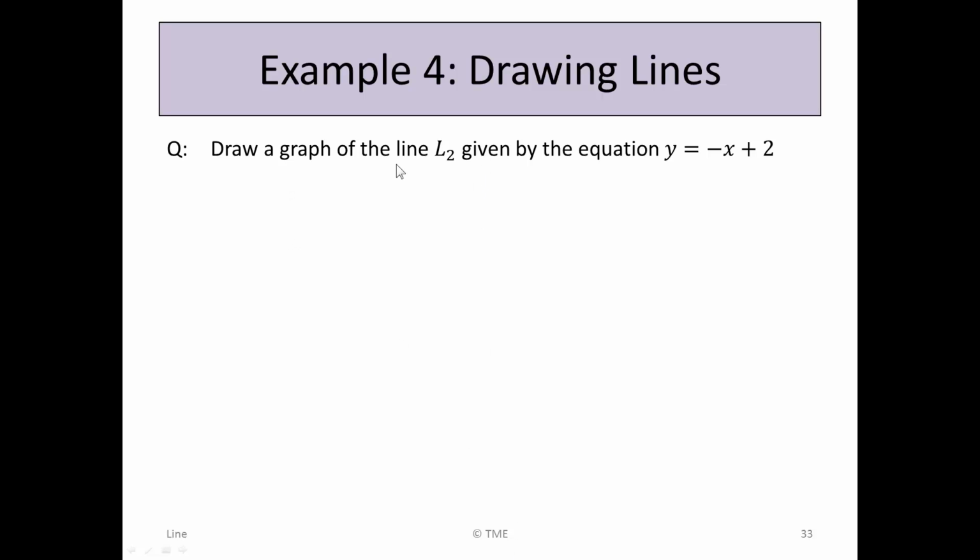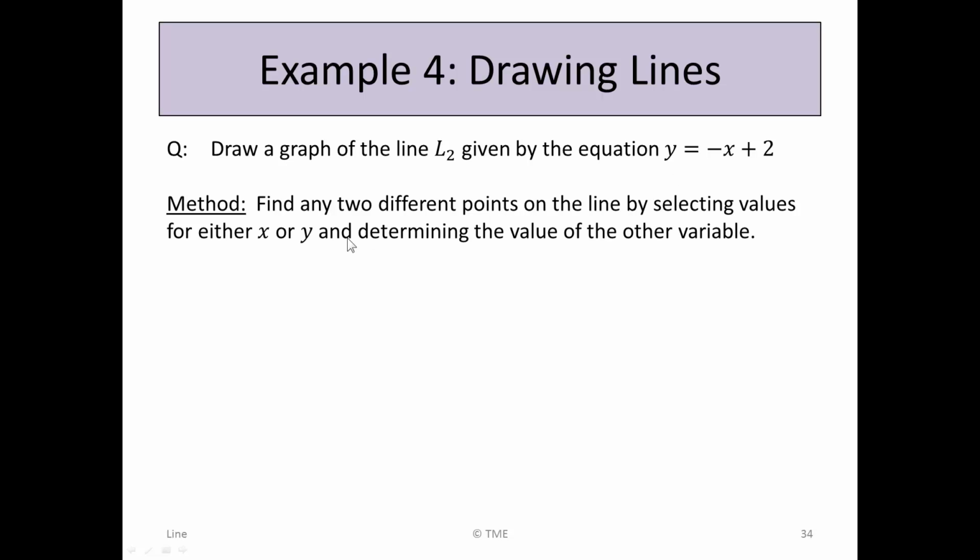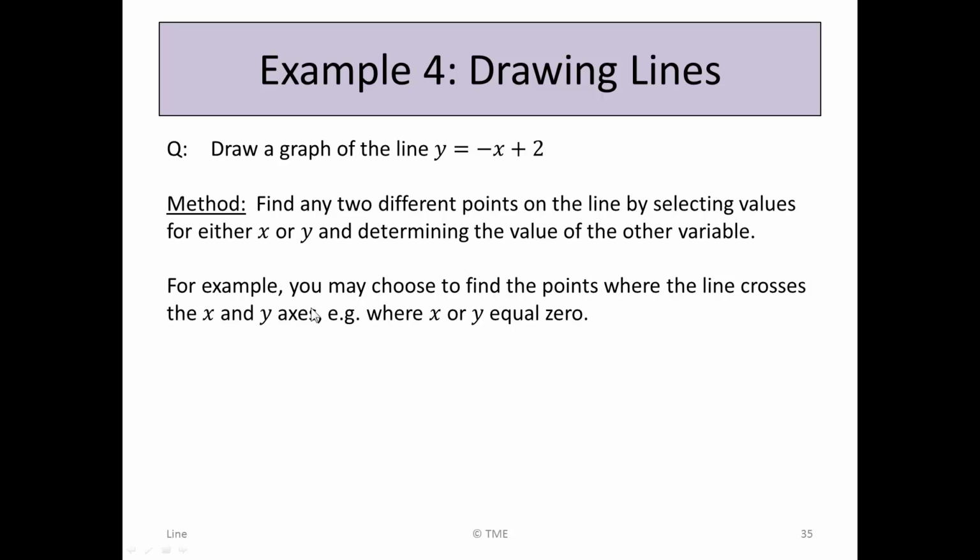Example 4. Draw a graph of the line L2 given by the equation y is equal to -x plus 2. So we're now going to draw that graph. To draw a graph, we find any 2 points on the line by selecting values for either x or y and determining the value of the other variable. So for example, you may choose to find the points where the line crosses the x-axis and the y-axis, or where x and y equal 0. That's another way of saying that.